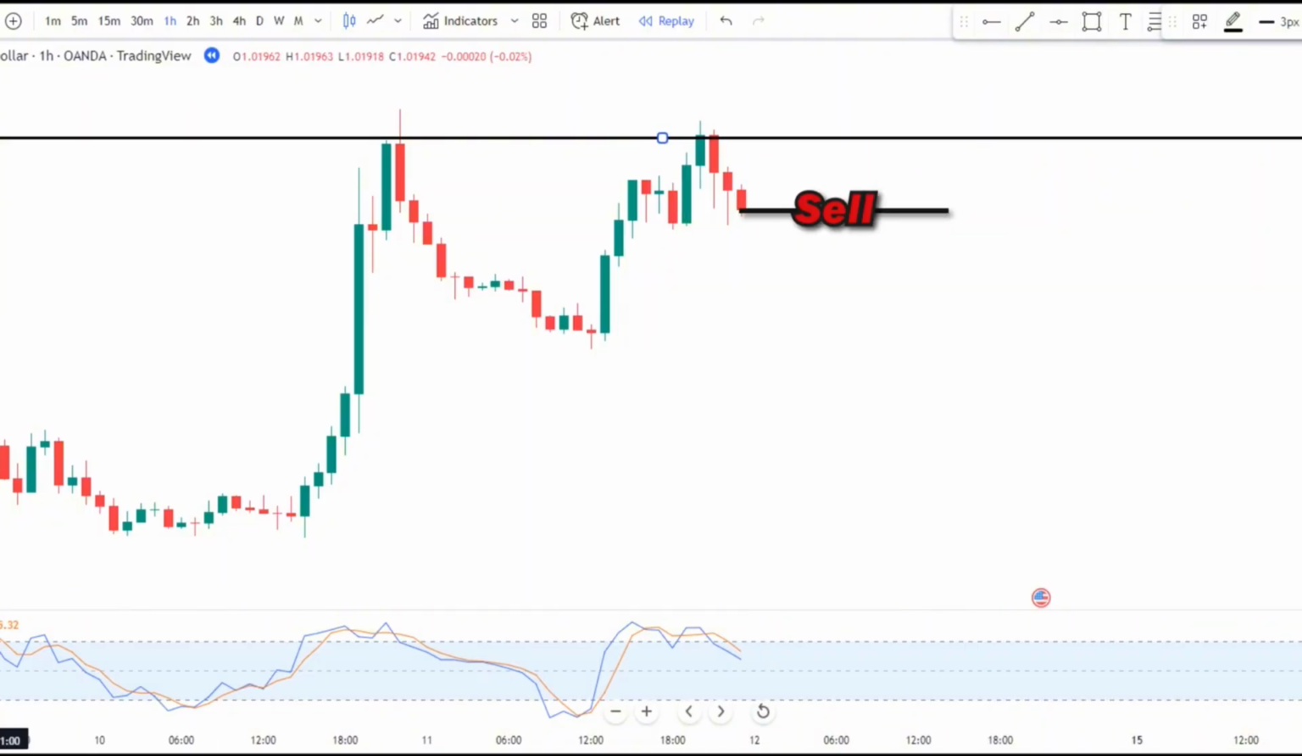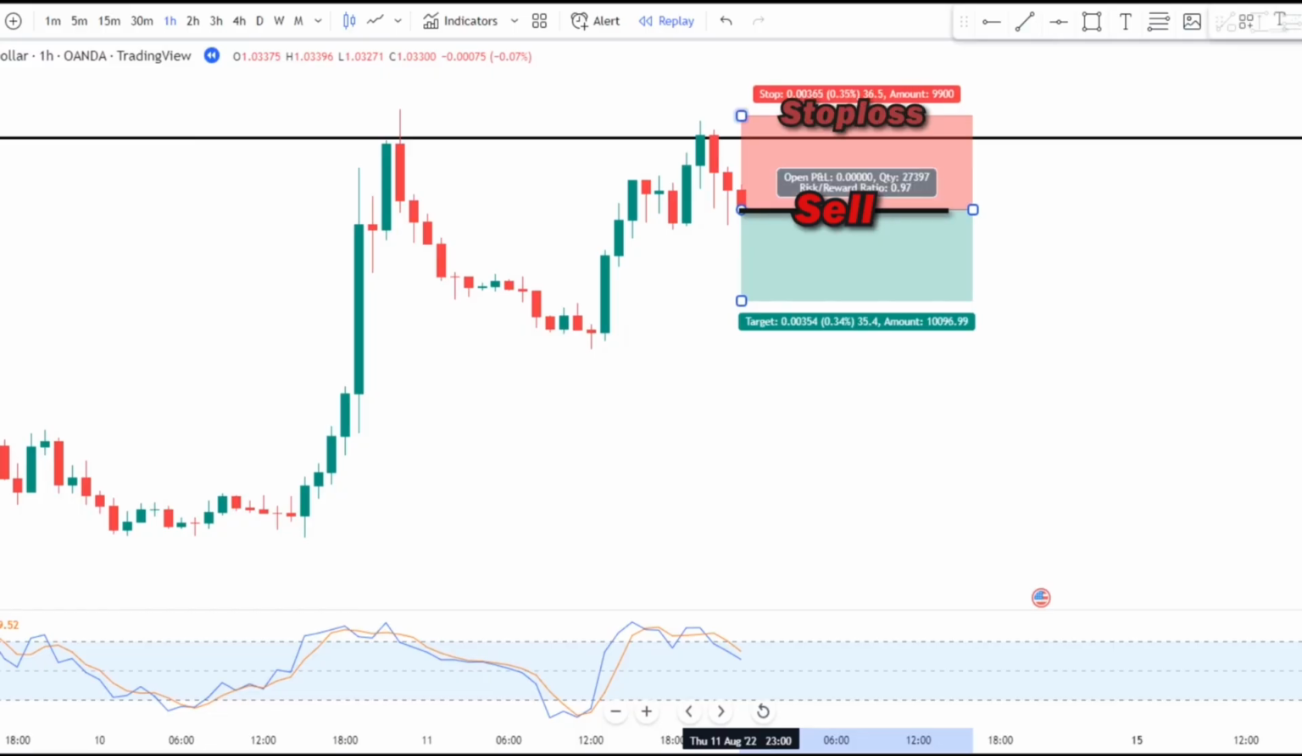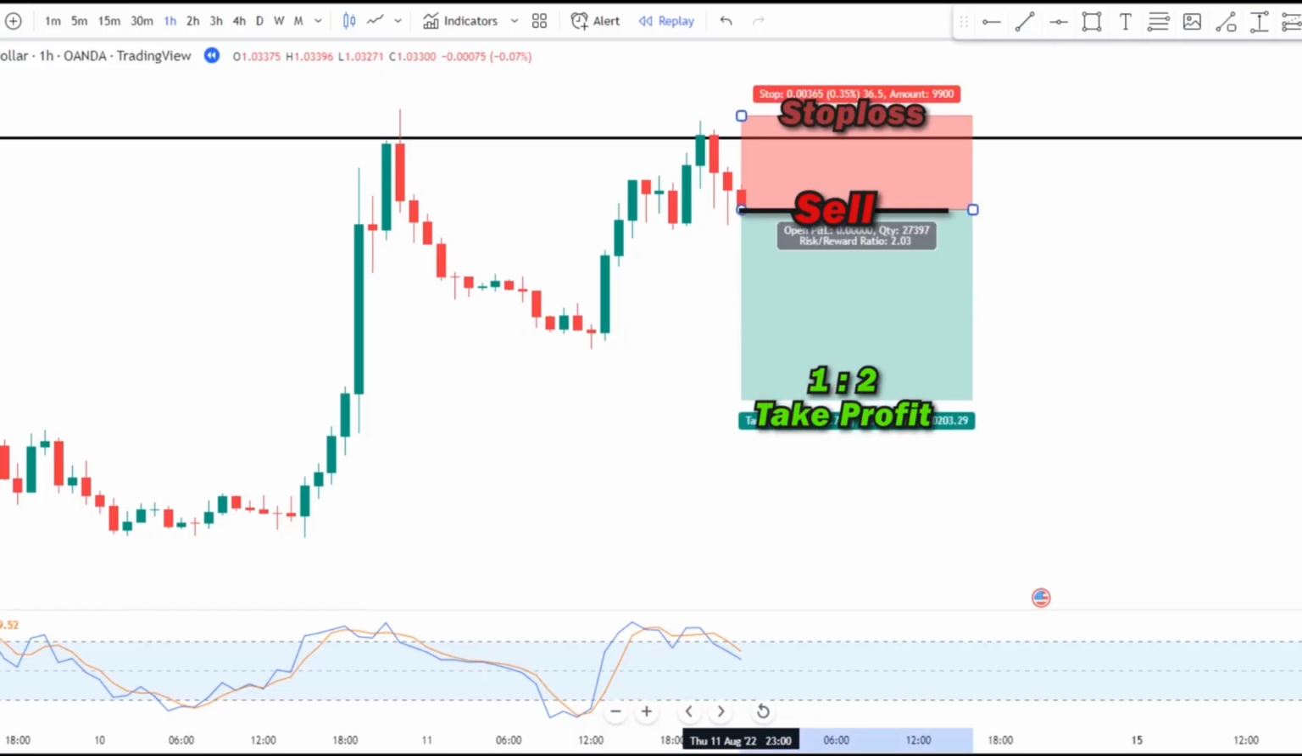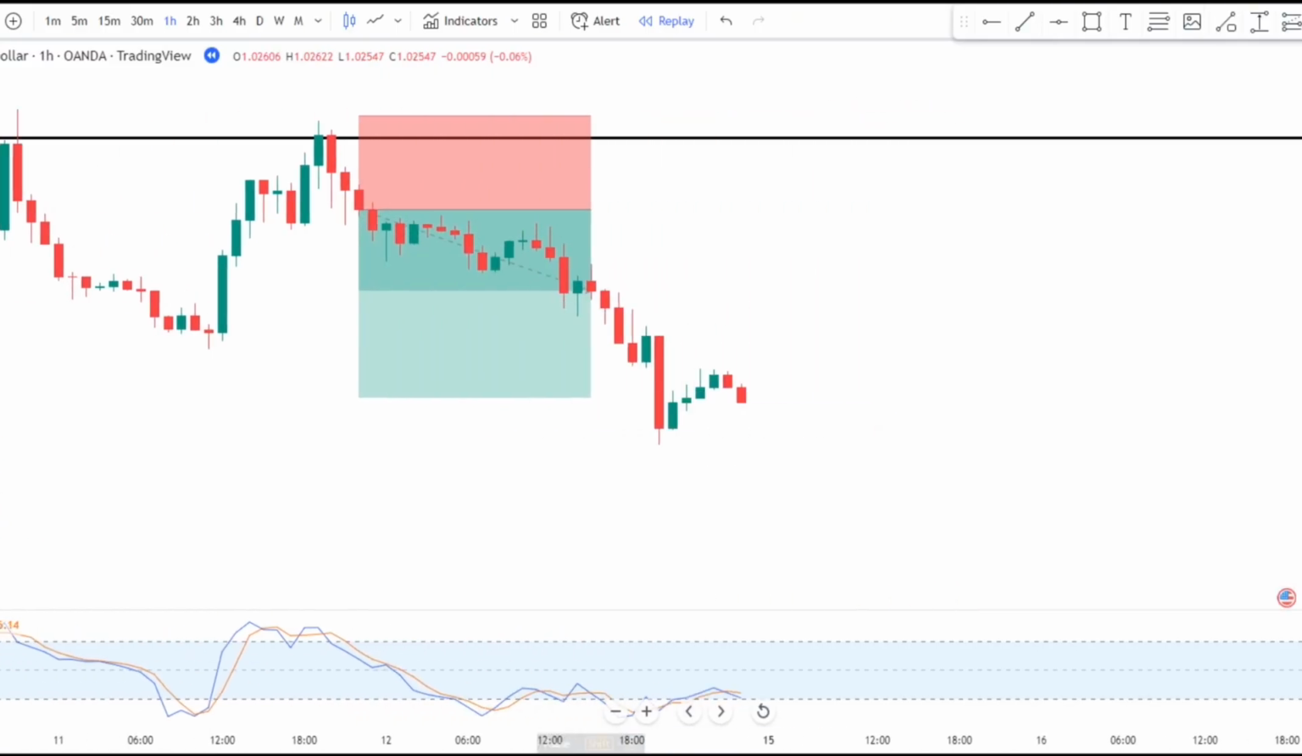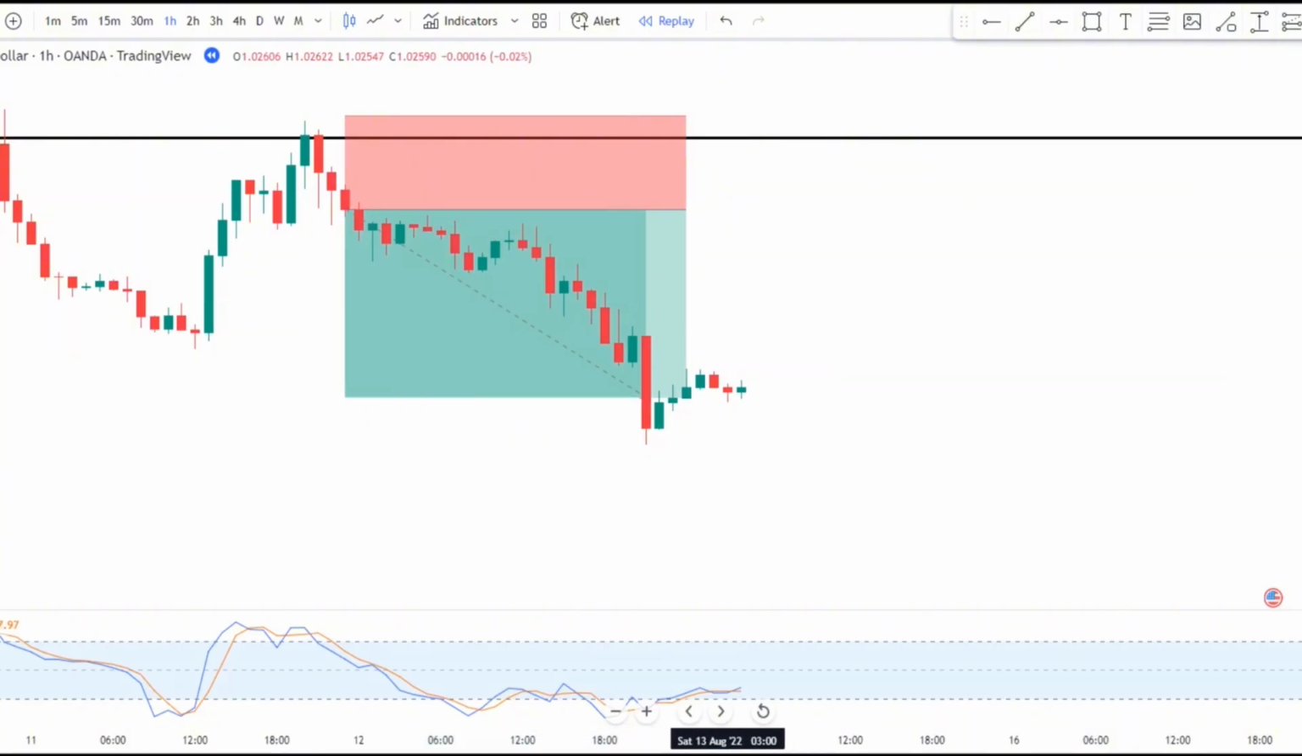For safety, your stop loss goes just above the key level, and your target profit is set at 2 times the stop loss distance. And as you can see, another profitable trade.